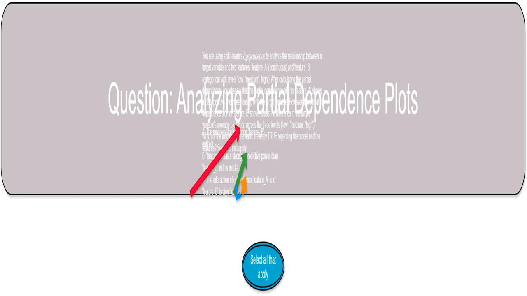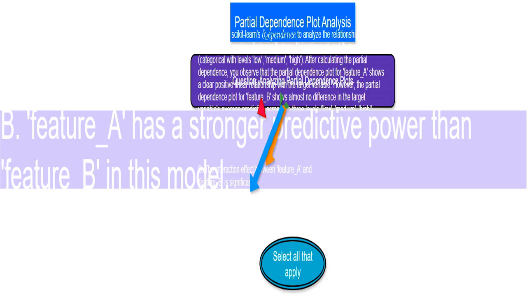Let's analyze each statement carefully. This statement is highly probable. A strong positive linear relationship in feature_A's partial dependence plot strongly suggests that it's an important predictor. On the other hand, the flat plot for feature_B tells me feature_B barely influences predictions.